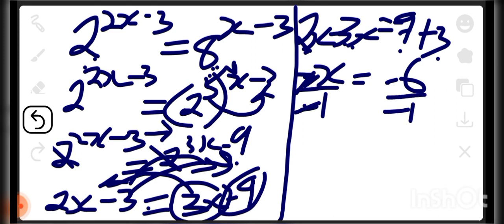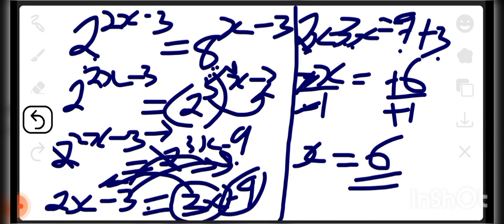Then this will cancel this. What you do to the left hand side, also do to the right hand side, so that x will now be equal to 6, because this minus will cancel this. So x is actually equal to 6. So please take note of that. It's very, very important. So let's look at the last question now.